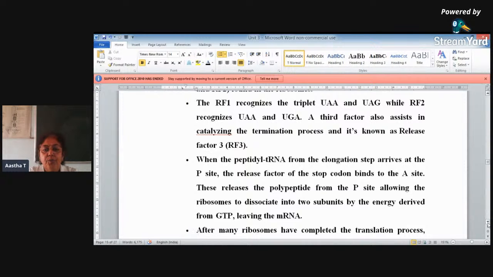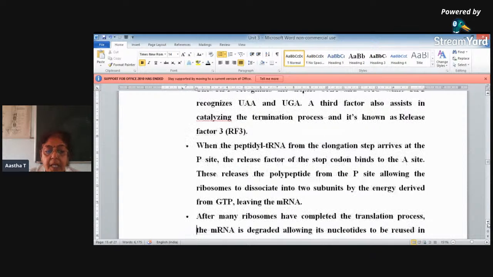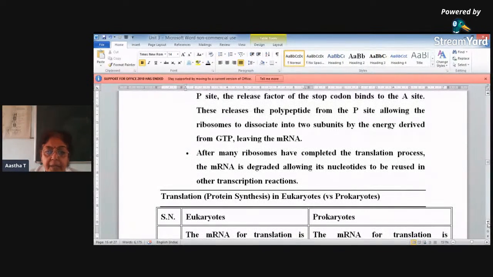The polypeptide chain will automatically be released from there, and the two subunits of the ribosome will dissociate with the help of GTP. The mRNA will be left out, which will be finally degraded. After many ribosomes have completed the translation process, the mRNA is degraded. The mRNA will be broken down into ribonucleotides. These ribonucleotides can be further used in the formation of another mRNA molecule during the process of transcription.